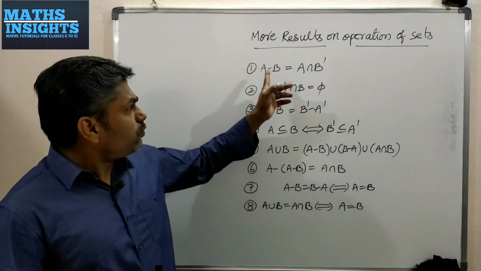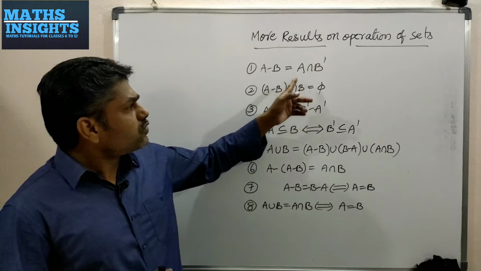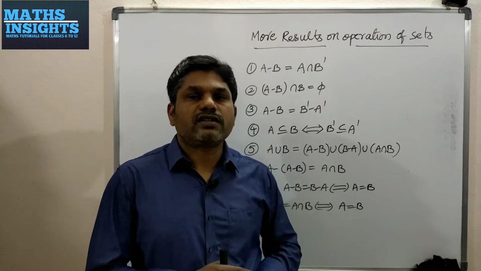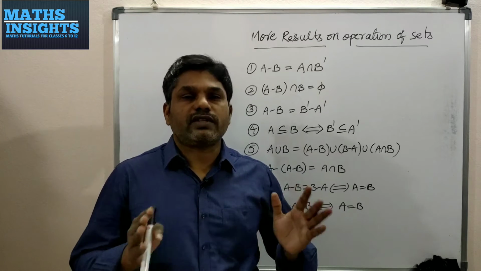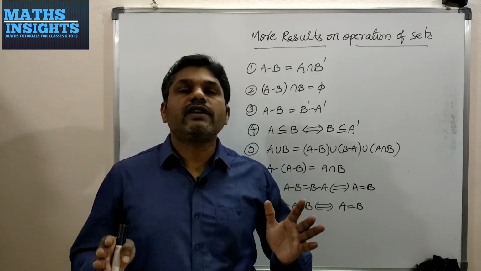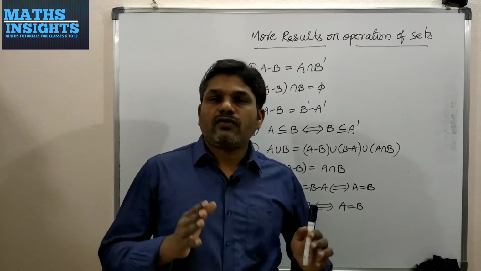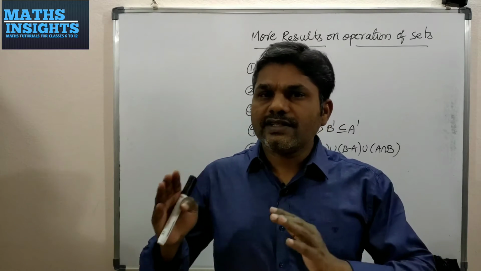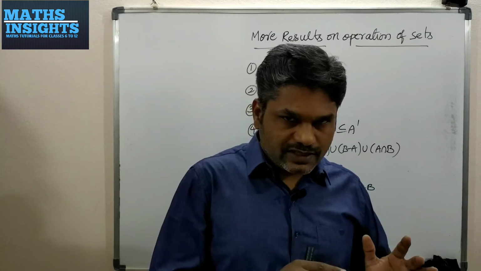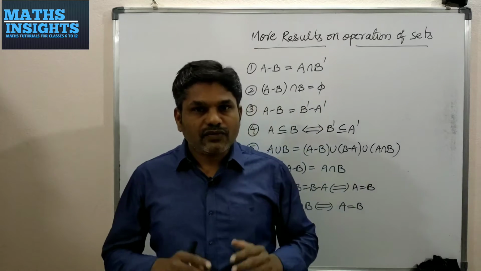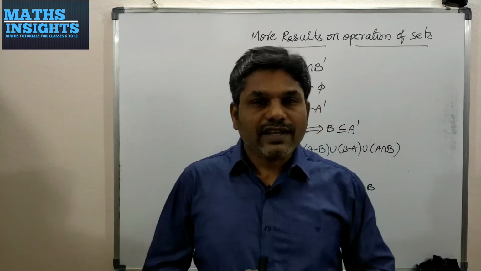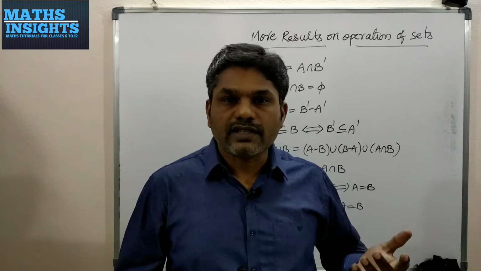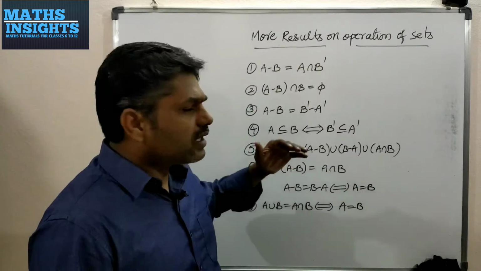Now I want to prove A minus B is equals to A intersection B dash, and we just learnt how to prove the equality of two sets. If the first set is subset or equals to the second set and the second set is subset or equals to the first set, automatically the first set will become equals to the second set. Basing on those laws of equality of sets, we will prove all these results.